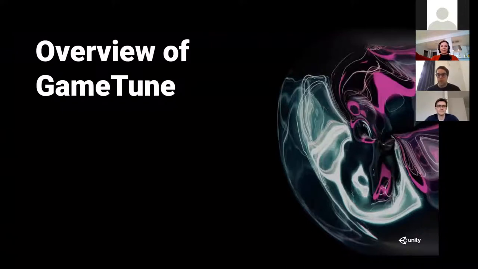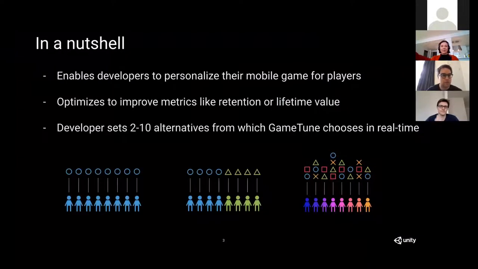So first we will overview GameTune. GameTune is the name of our product that does all this personalization. So in a nutshell, what GameTune does: it enables developers to personalize their mobile games for players.